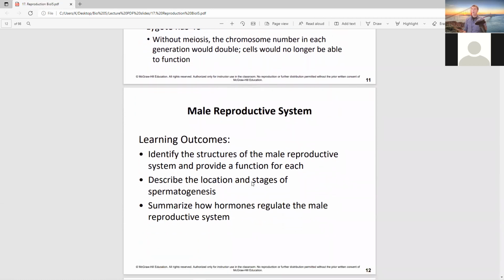Okay, so the male reproductive system, your learning outcomes are to identify the structures of the male reproductive system and provide a function for each, describe the location and stages of spermatogenesis, and summarize how hormones regulate the male reproductive system.